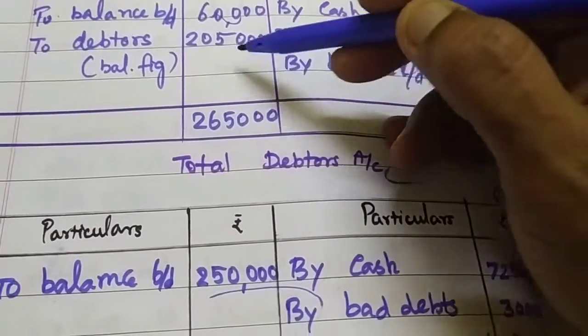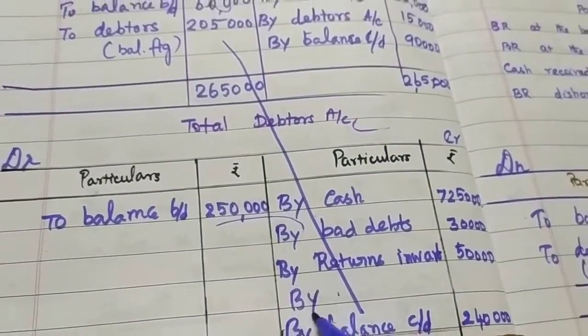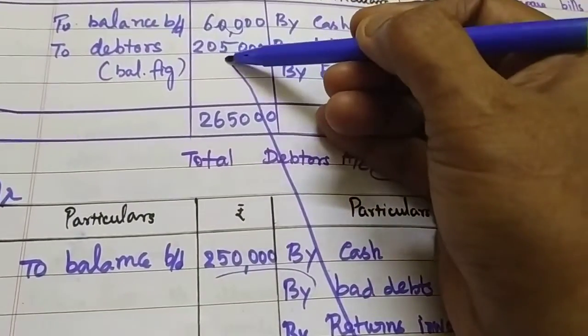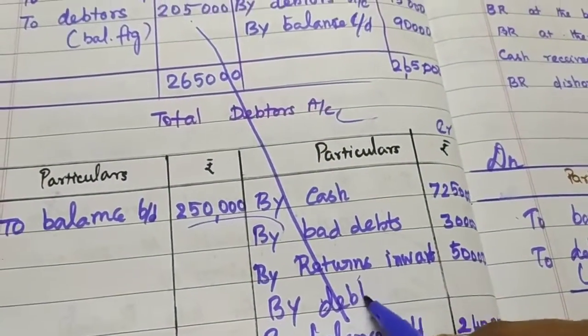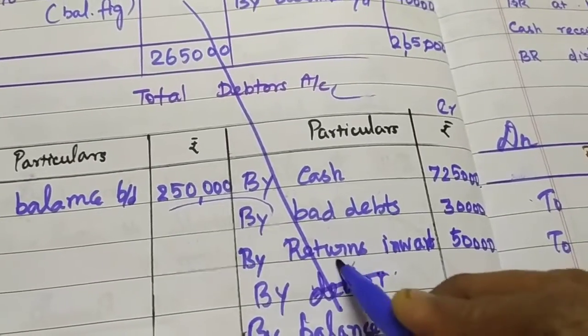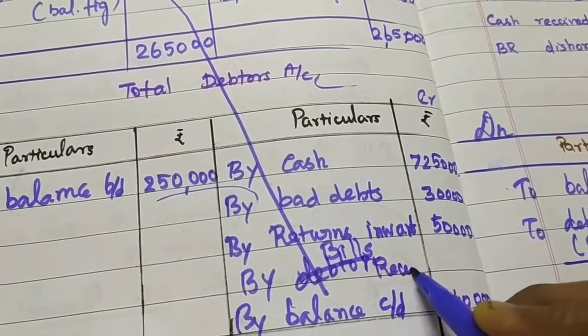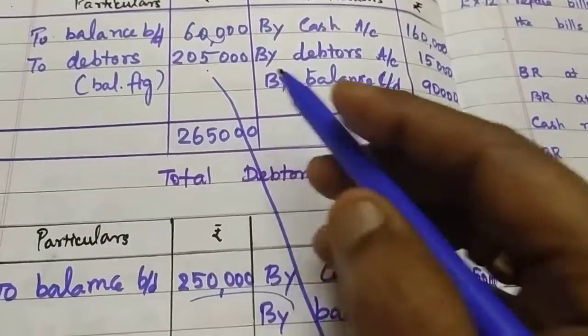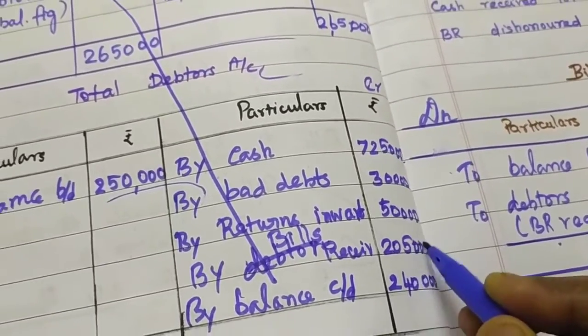So where do we have to write this? Straight away on the credit side. Sorry children, I am not striking it. I am showing how this will appear. So in the debtors account we will not write debtors. We have to write by bills receivable account. By bills receivable account, 2,05,000 we have to write.